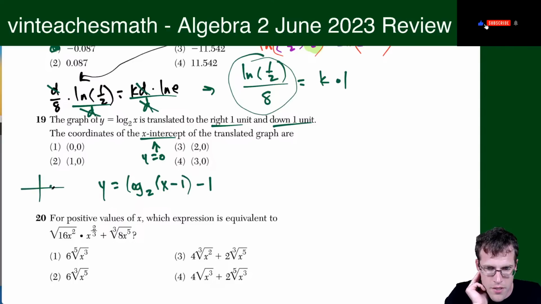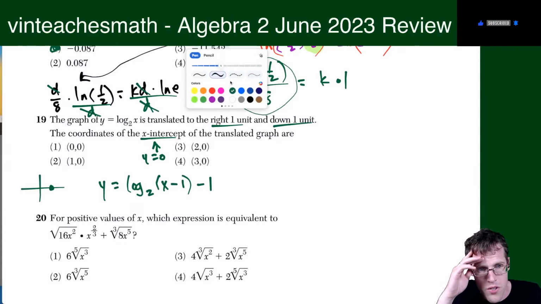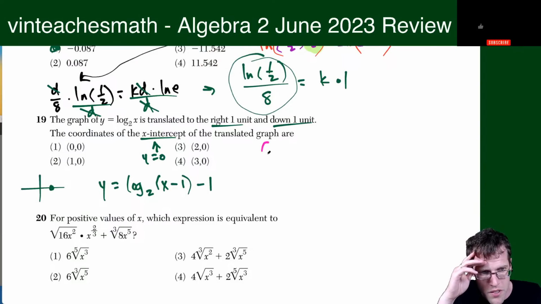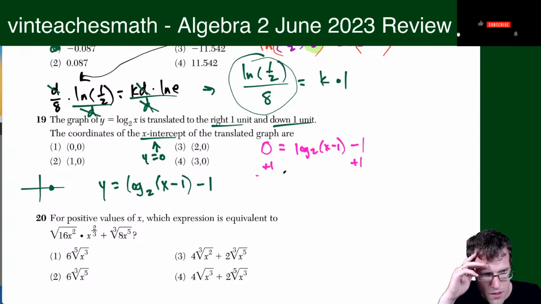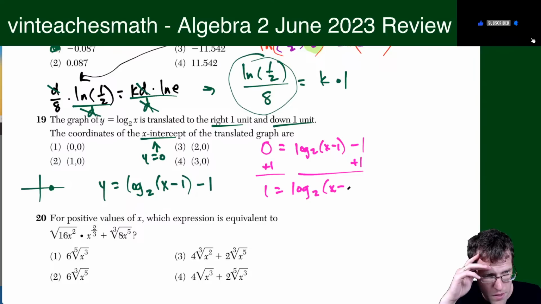Okay, just imagine the x-intercept is where y equals 0. So I could use a calculator, or if we really want to show our skills, we could set y equal to 0 and just solve. So log base 2 of x minus 1, minus 1, just add 1 to both sides. And now 1 equals log base 2 of x minus 1.